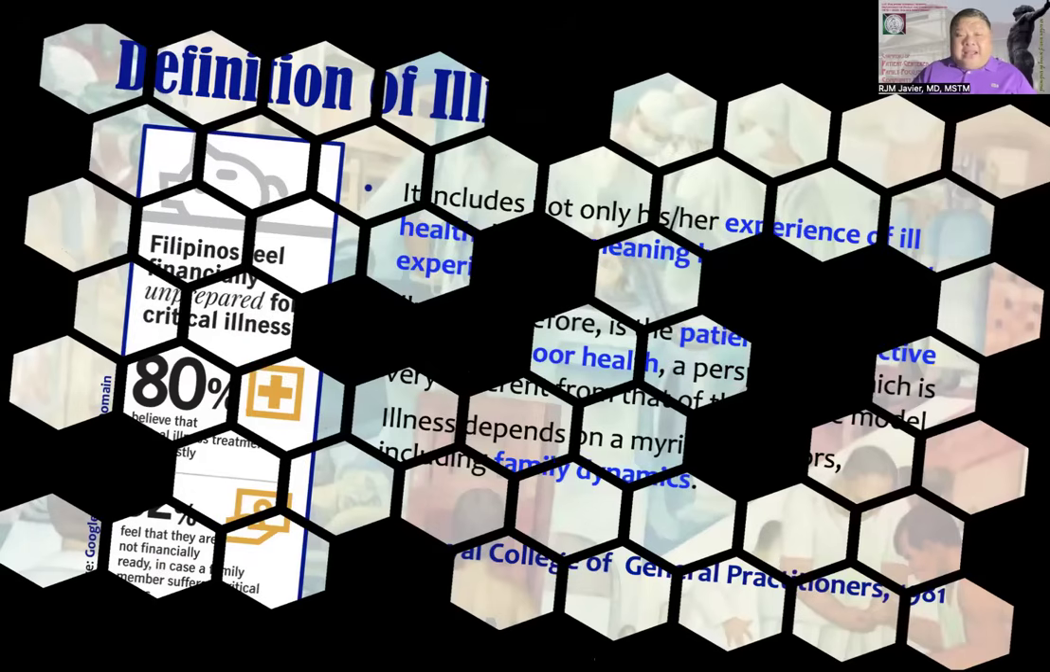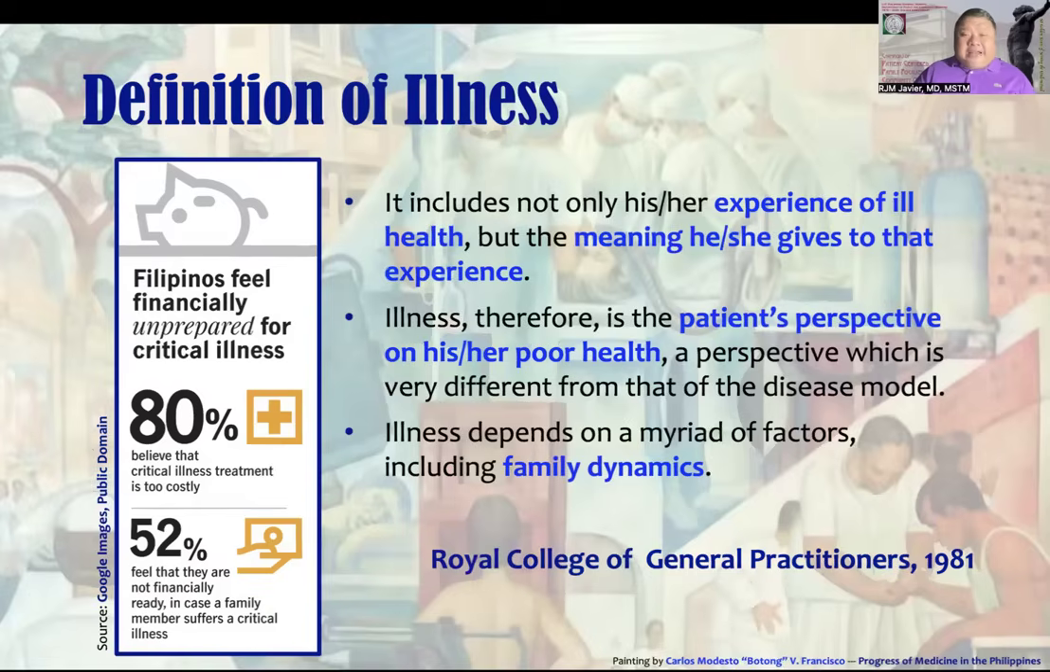Now, illness includes not only the experience of the patient with the ill health, but the meaning he or she gives to that experience. Illness, therefore, is the patient's perspective on his or her poor health, a perspective which is very different from that of the disease models. Illness depends on a myriad of factors, including family dynamics.